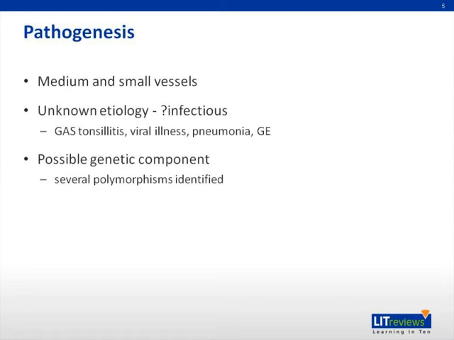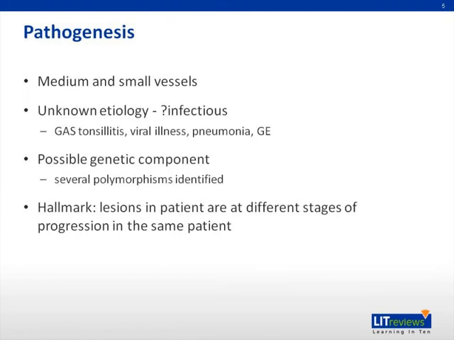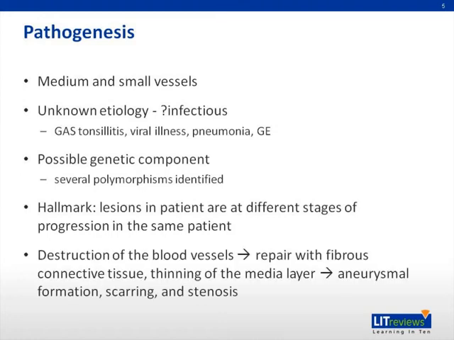identified. On histopathology, a hallmark of Kawasaki disease is that there are lesions at different stages of progression in the same patient. The disease process starts with the destruction of blood vessels. This leads to repair with fibrous connective tissue and thinning of the media layer. What results is the formation of aneurysms, scarring, and stenosis.